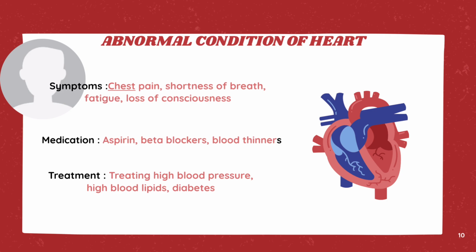Next is abnormal condition of the heart. The symptoms are chest pain, shortness of breath, fatigue, and loss of consciousness. The medication is aspirin, beta blockers, and blood thinners. Then the treatment a patient can do is treating high blood pressure and high blood lipids, also diabetes.